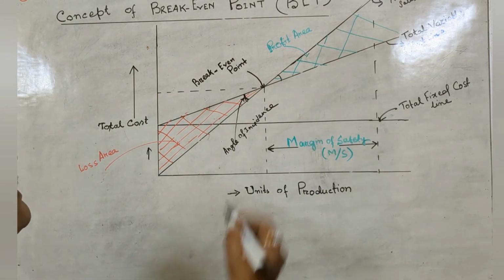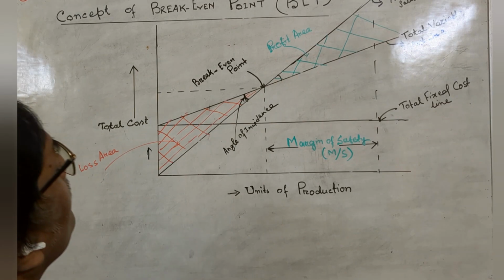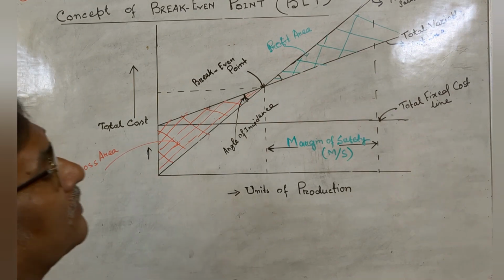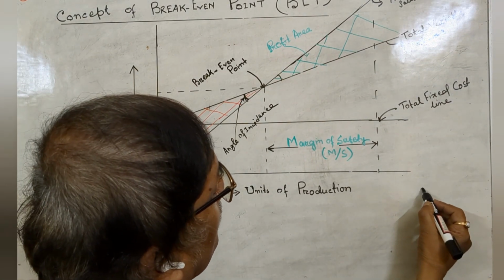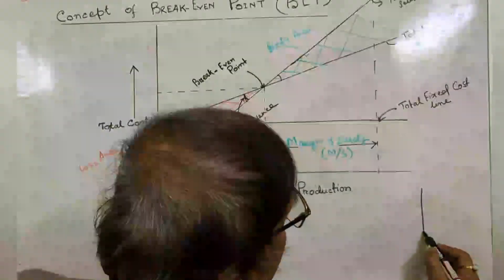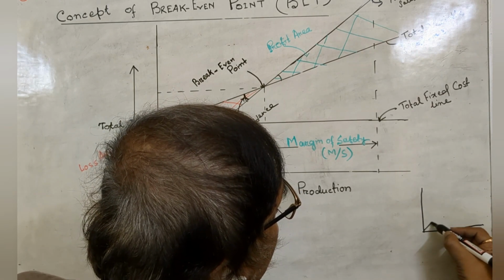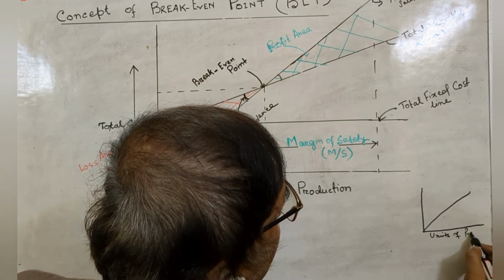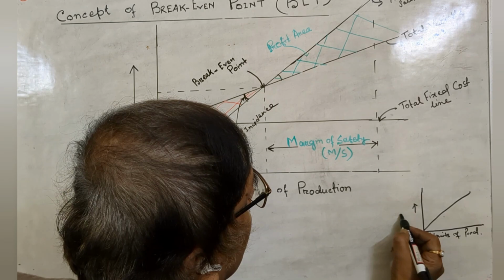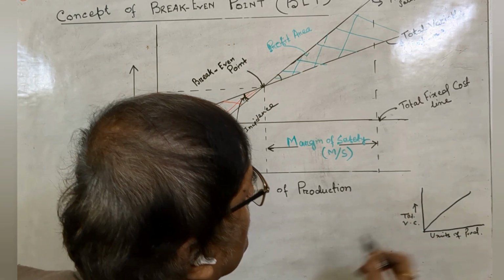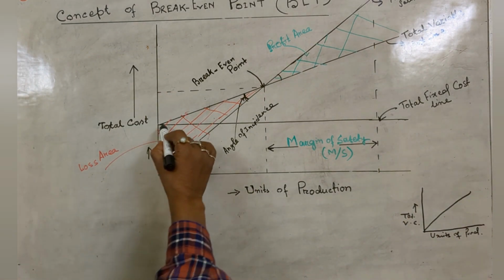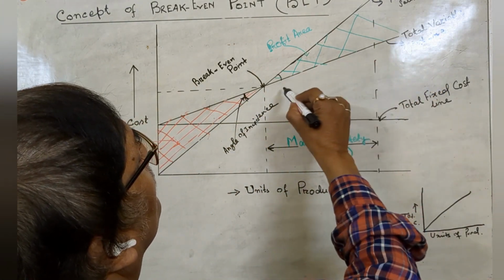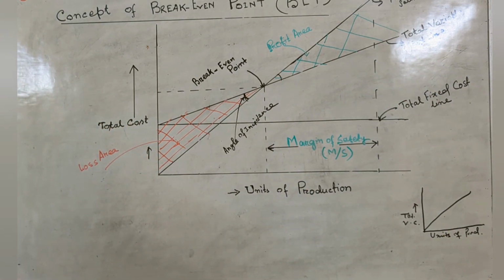And this line indicates the total variable cost. You may say that in the previous slide you have shown the total variable cost is like this. This is units of production, and this is total variable cost. Then why are you writing or drawing the line in this way?